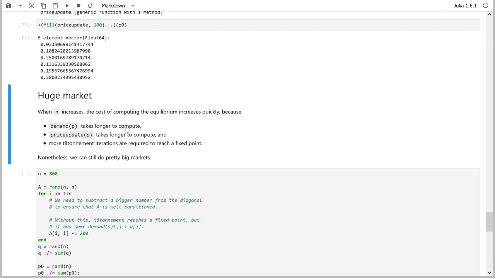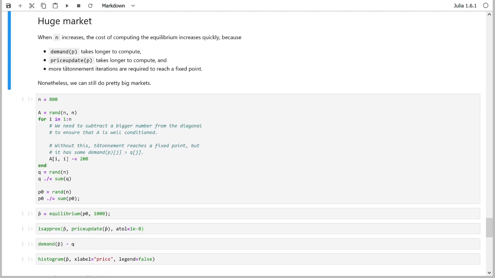And finally, when there are more goods in the market, then it basically becomes a little more complicated, and that means that it takes more tâtonnement iterations to find a fixed point or an equilibrium of this economy.